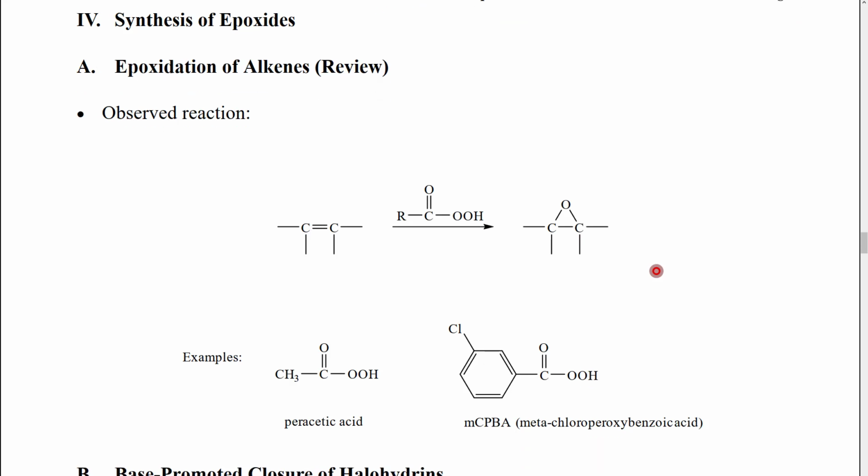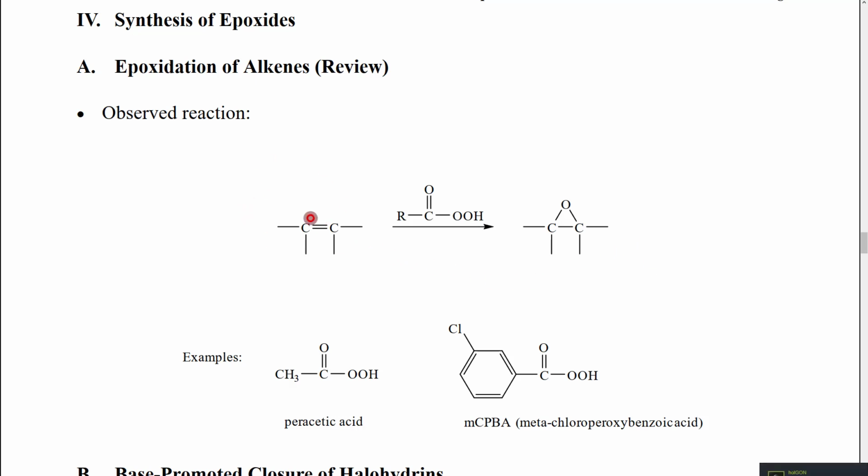We're now going to turn to a discussion of epoxides, starting with how we synthesize epoxides. Our first synthesis reaction is called epoxidation of alkenes, and it's a review reaction from the reaction of alkenes in Chapter 8.